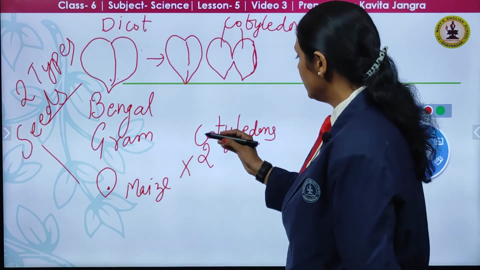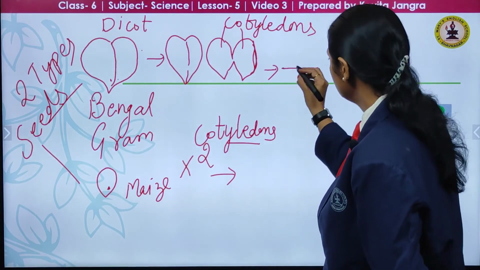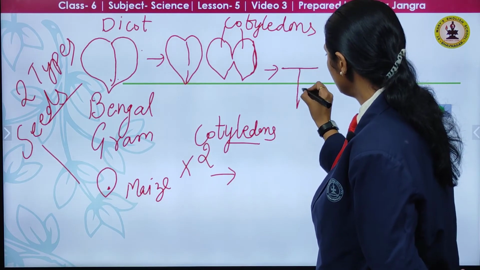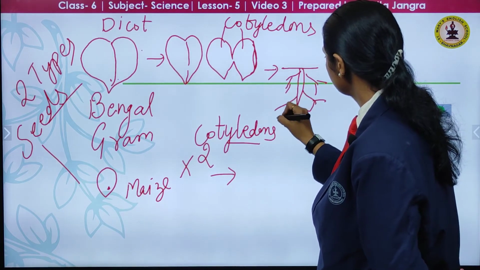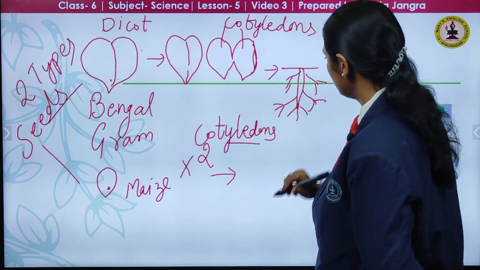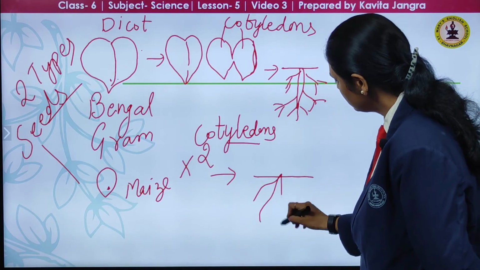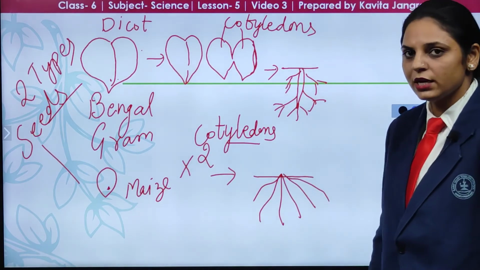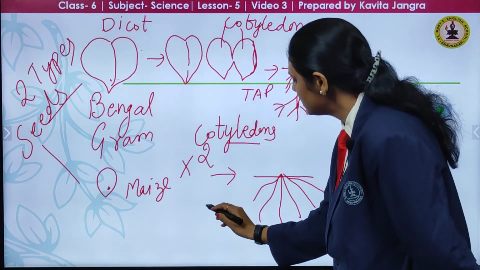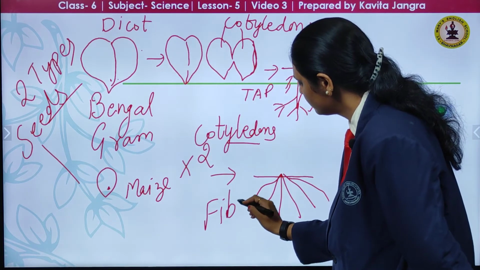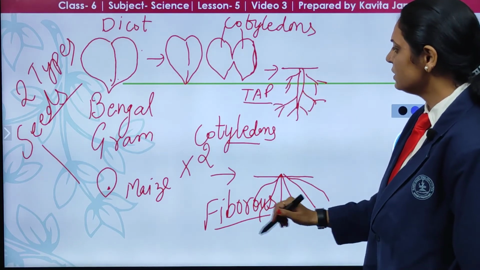You can compare this. Now when you soak these seeds, what happens? Its root will be one main root, and further other branches will be there. In this case of monocot, from one single point different roots are coming. That means this is a tap root and this is a fibrous root.